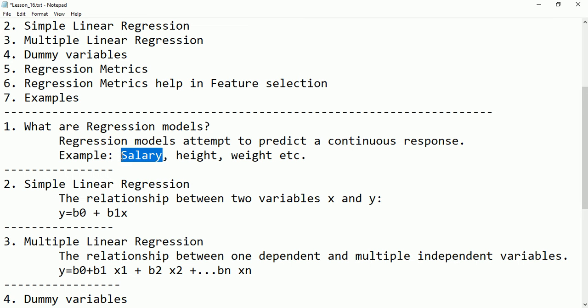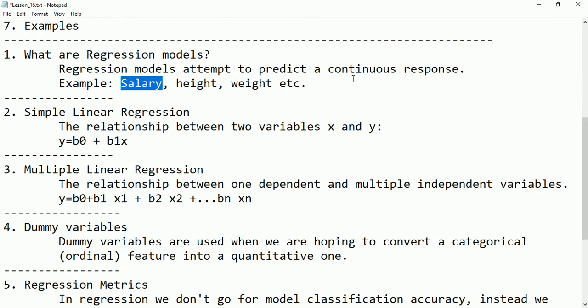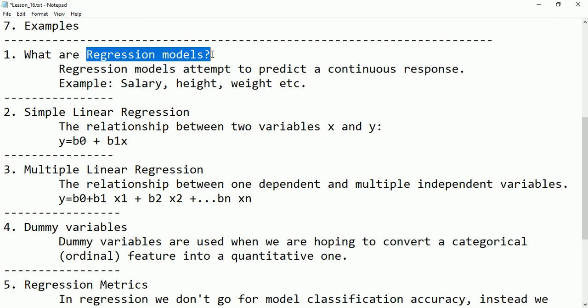So the salary of an employee is a continuous value. If it is a continuous value, then it is a regression model. We need regression models to predict continuous responses. That is why we are using regression models. This point you have to remember: continuous responses, or we can say continuous output, outcome, whatever you say. If the result is continuous values, in that case we need regression models.